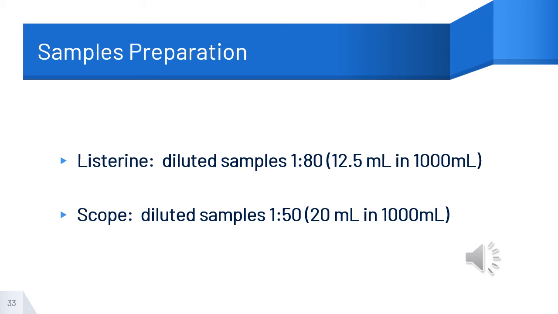First, I had to prep the samples. For the Listerine, I diluted the samples to a 1:80 ratio, which is 12.5 milliliters in 1,000 milliliters of distilled water. For the Scope, I had to dilute the samples to a 1:50 ratio, which is 20 milliliters in 1,000 milliliters.